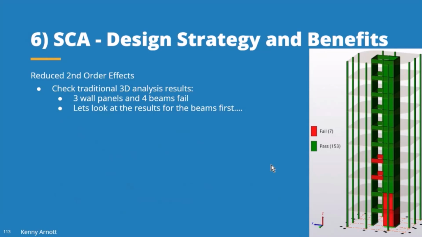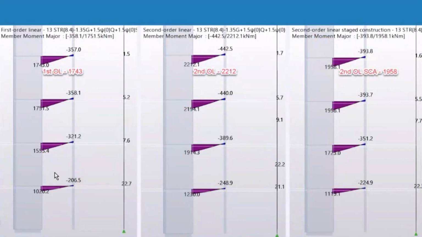So let's start to look at the results for the beams first of all. I'm looking at results for the coupling beams. There's a wall panel here. So the coupling beam goes between the wall panel in the plane of the beam, and then it's attached to another wall panel which is out of the plane of the beam here.